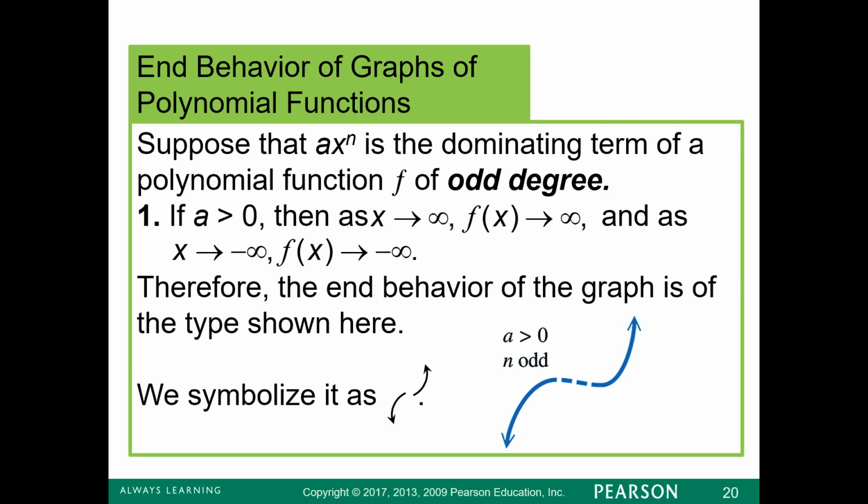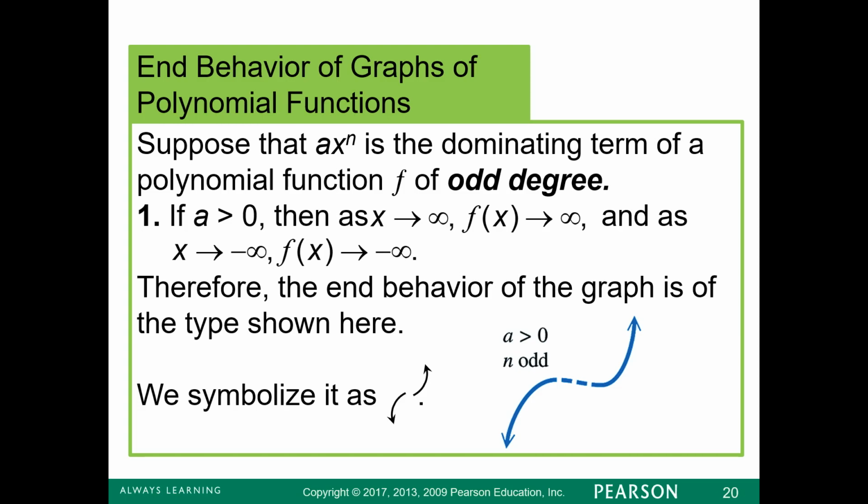So if A is positive and n is odd, this is a polynomial of odd degree with A positive. In that case, remember this, your end behavior will be, erasing all these things, falls to the left and rises to the right. So this is your end behavior. That makes sense?